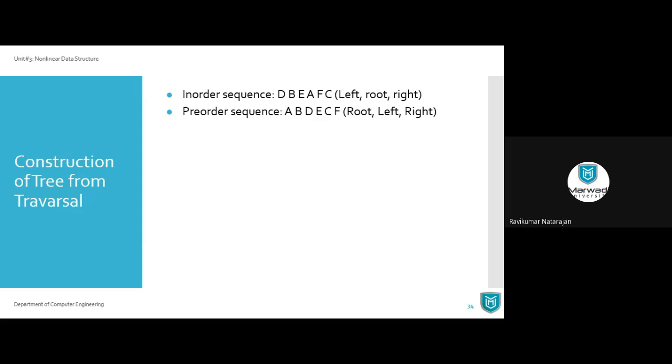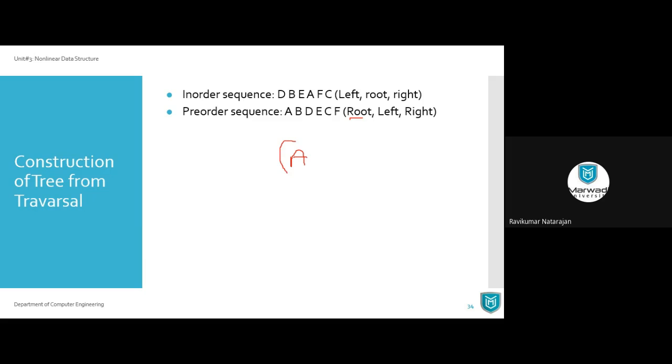First I need to find the root node. So where is the root node? They have given 2 sequences, in-order and pre-order. So using which can I find the root node? Pre-order, because it starts with the root. So I can assure that A is the starting node.